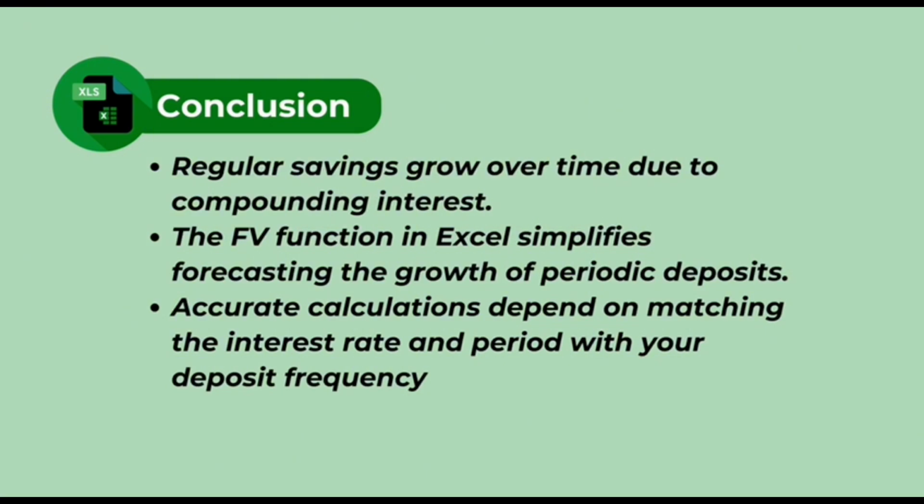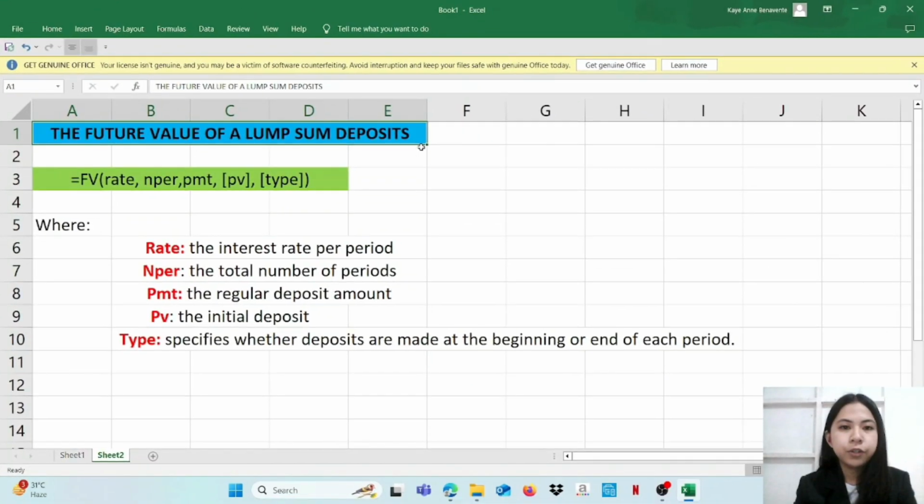So, ang regular na pag-iipon ay lumalaki dahil sa compound interest, kaya mas okay pa rin na mag-umpisa ng maaga. And dapat tama ang pagkaka-adjust ng interest rate at periods depende sa deposit frequency, which is yung monthly, quarterly, etc. And lastly, Excel's FV function makes investment planning easier. It helps us forecast savings or retirement funds. And that's it for my discussion. Thank you for listening.